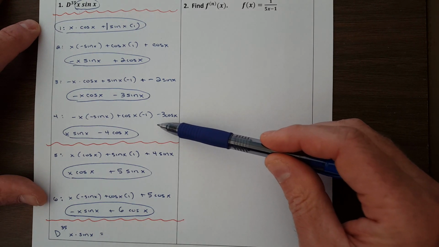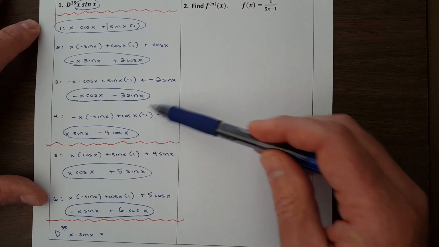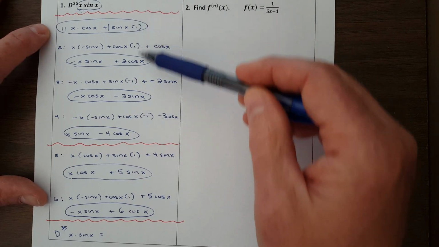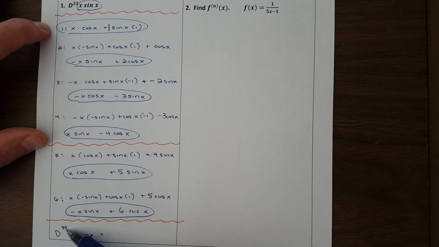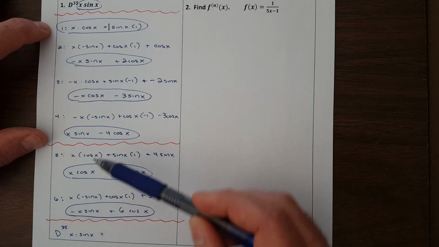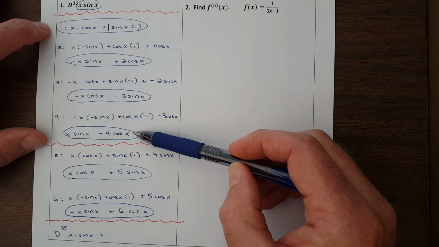Every multiple of 4 ends up right here. Think about it. It would be 1, 2, 3, 4, 5, 6, 7, 8, 9, 10, 11, 12. Okay, so you could say 32 is a multiple of 4. 32 would end up right here.